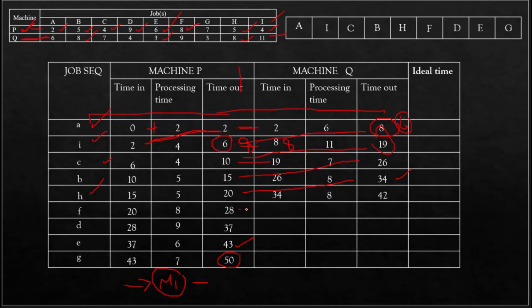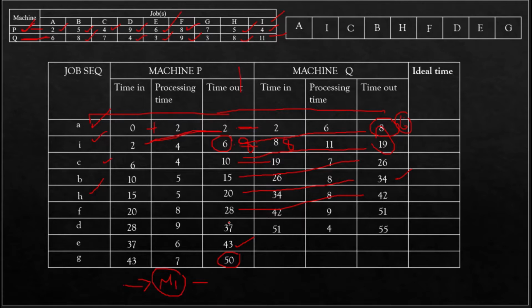Again cross check, take the maximum one, it's 42, and the processing time for the F job is 9 hours. 42 plus 9 will get 51 hours. The same thing, compare, take the maximum one, 51 is the maximum, and the processing time for job D on machine Q is 4. So 51 plus 4 will get 55.